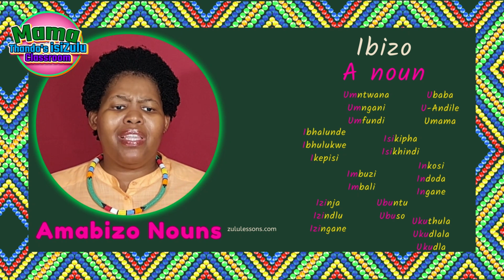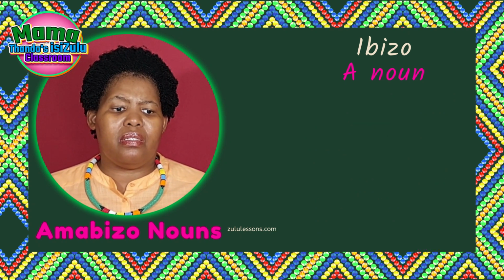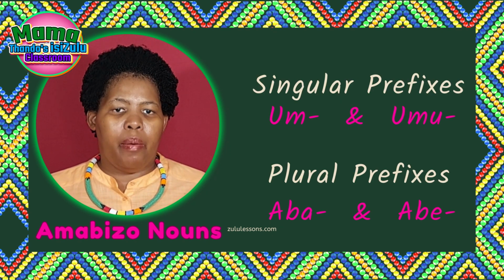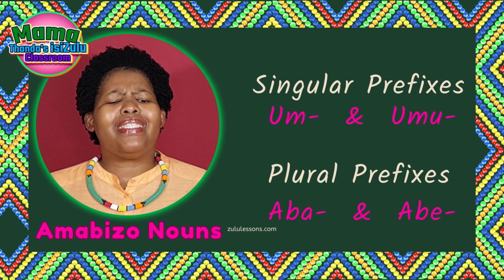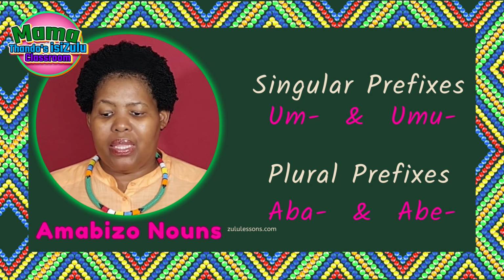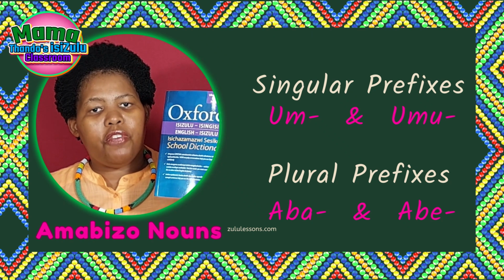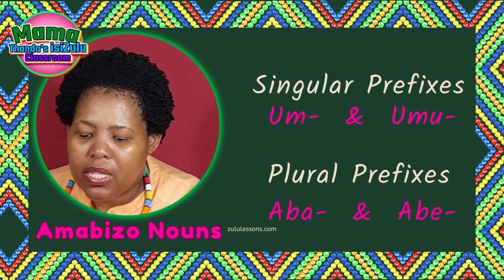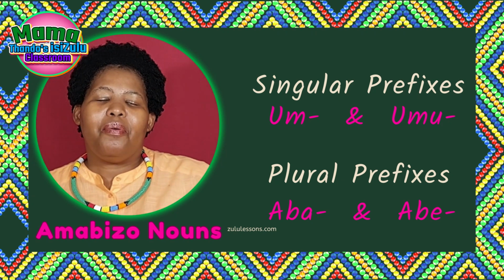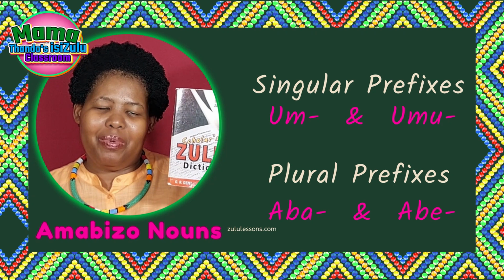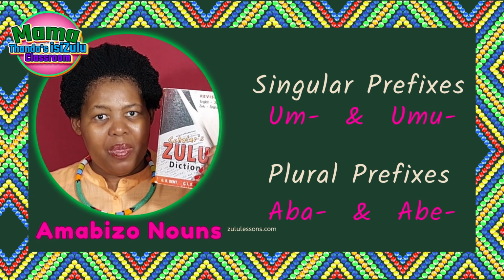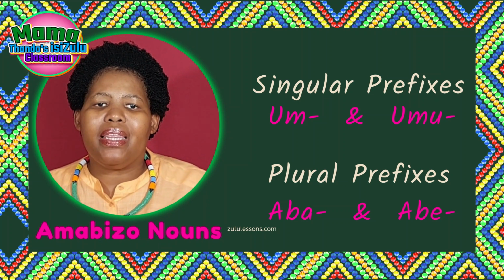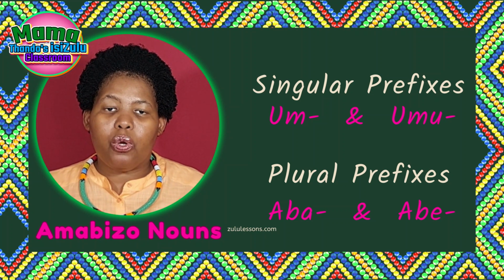There are a lot of nouns that start with these prefixes: umu, abe, and aba. If you can get a dictionary, this Oxford one, let me show you. Get this Oxford dictionary for scholars, so students. I use this one because, well, I know isiZulu, so I use this one. But you can get yourself the other one because all the words are listed with their prefixes already.